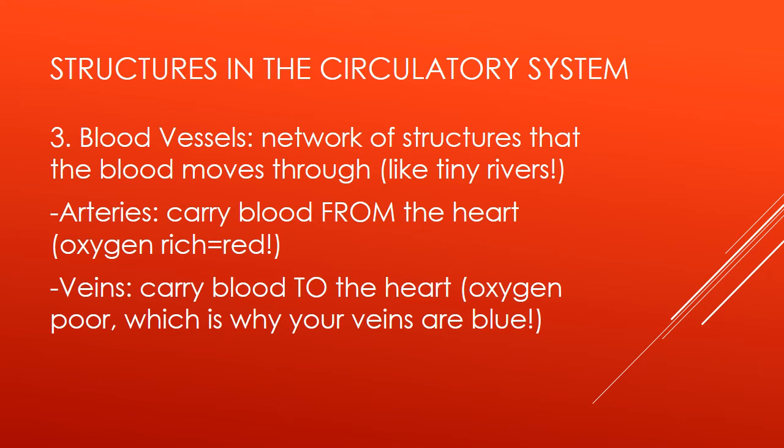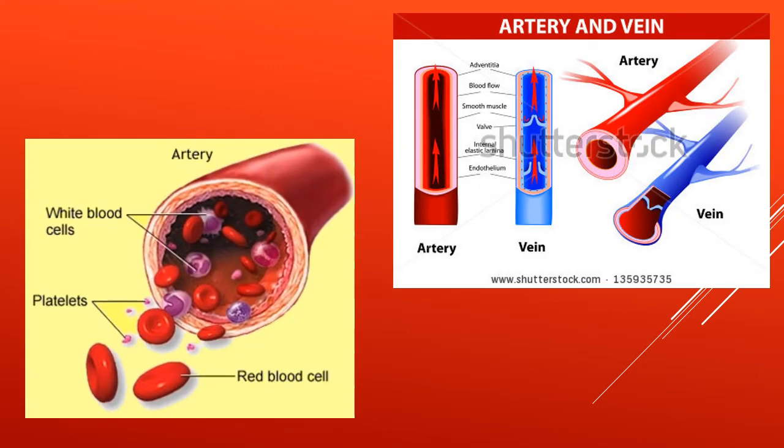And blood vessels, inside of them have arteries, which carry blood from the heart. That's going to be the oxygen-rich blood, the red, and the veins, which carry blood to the heart. Those are the oxygen-poor, which is why your veins are blue. Here's a really cool diagram of an artery, and inside of it you can see the red blood cells, the white blood cells, and the platelets. And then there's also one of an artery and vein. So you can see the vein is blue and the artery is red, symbolizing oxygen-rich and poor.